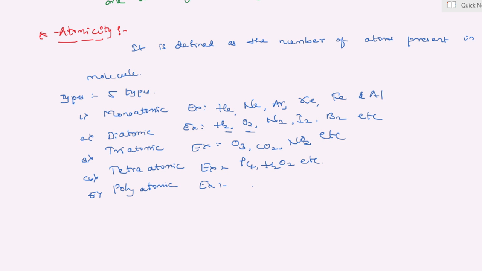Poly means many. It consists of what? More than 4 atoms. That is termed as what? Polyatomic molecules. Examples are CH4. Yes, CH4 is termed as what? Pentaatomic. Yes, S8. It is octaatomic. Yes, my dear students.